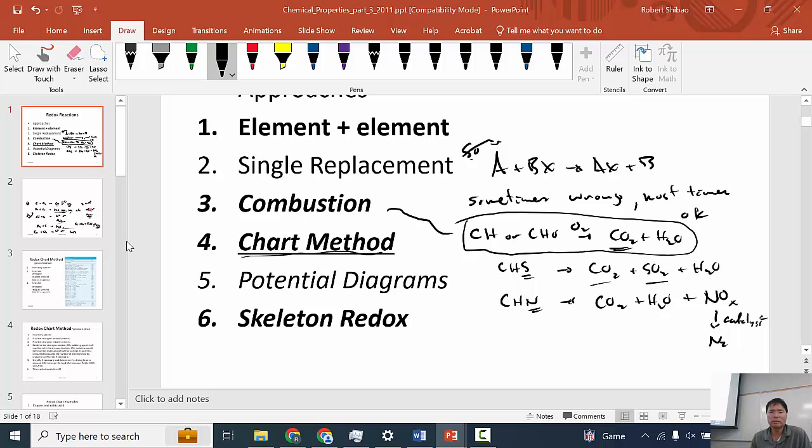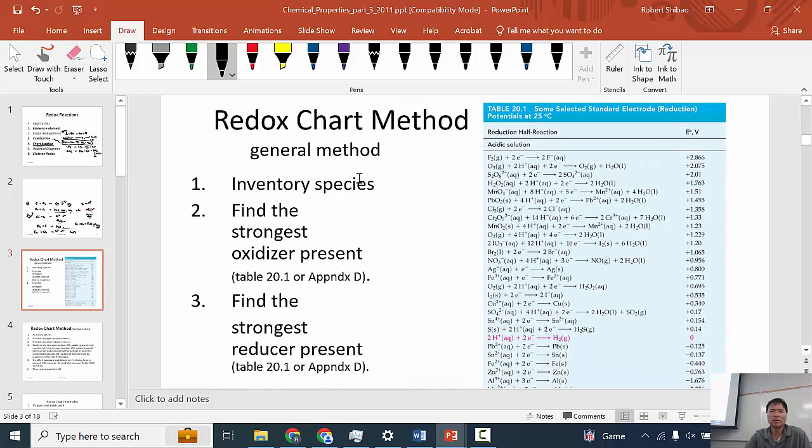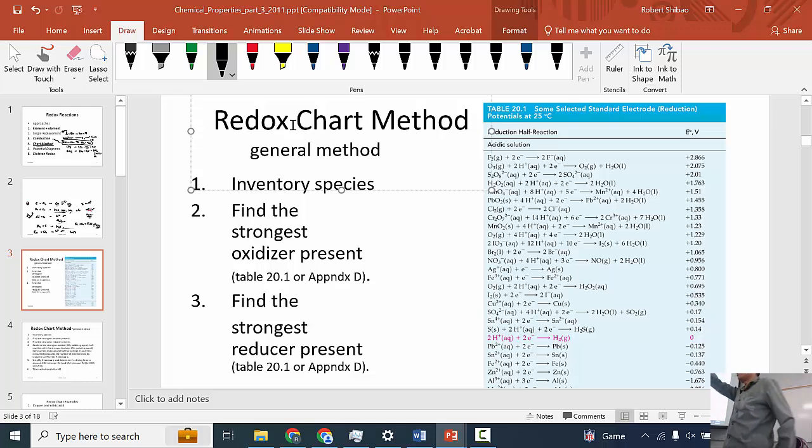And so we're going to focus our time on the chart method. Let's take a look at the chart method here. This is the redox chart. It's the chart to the left over there, except that one's upside down compared to this one, but it doesn't matter. Upside down, right side up, it still ranks things.